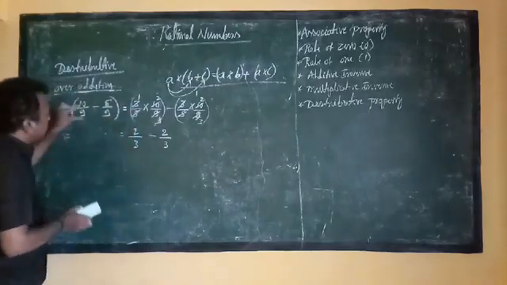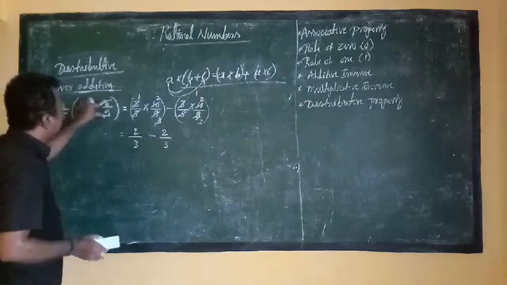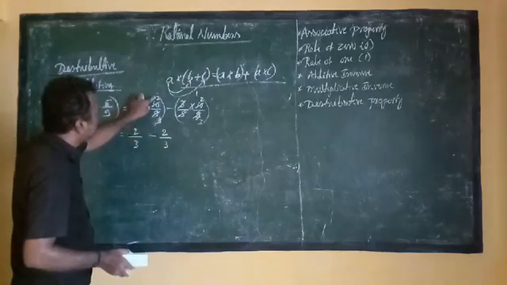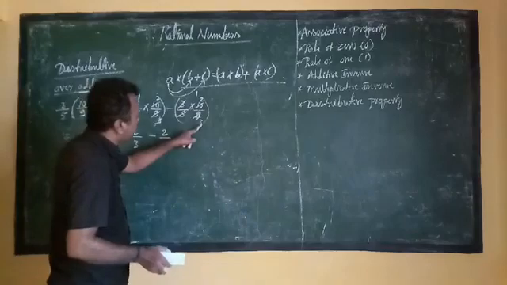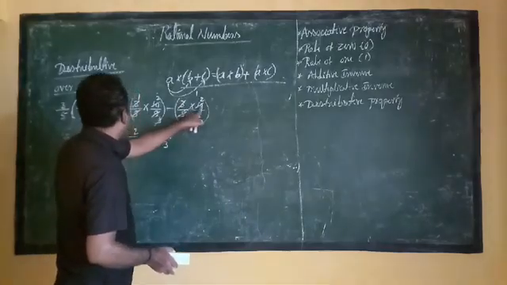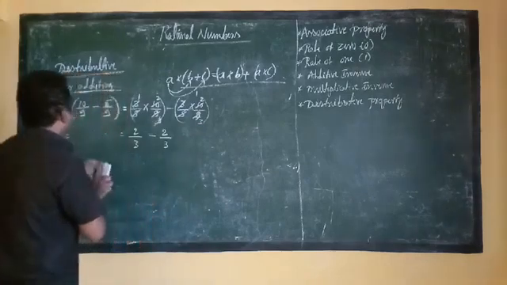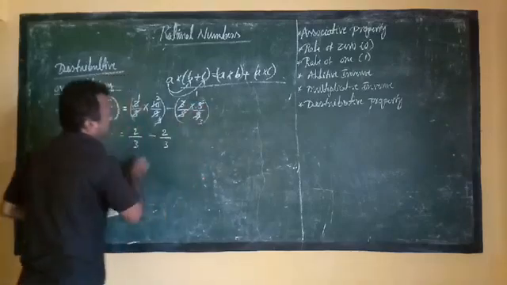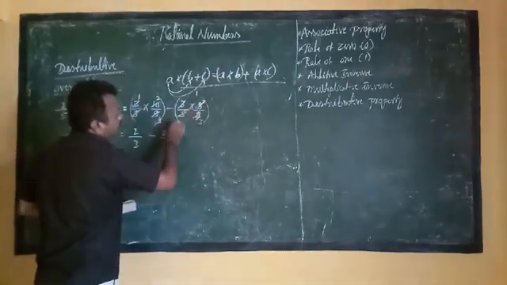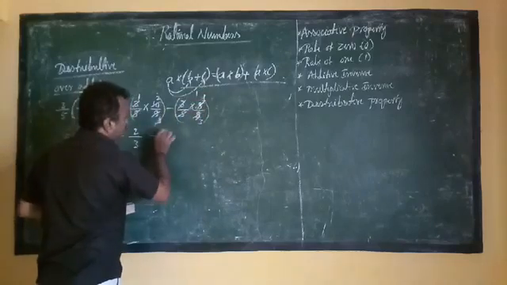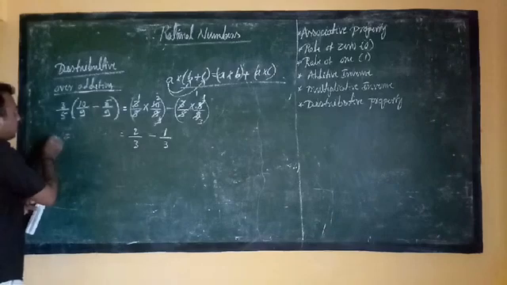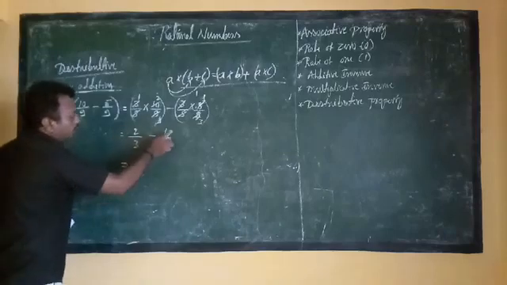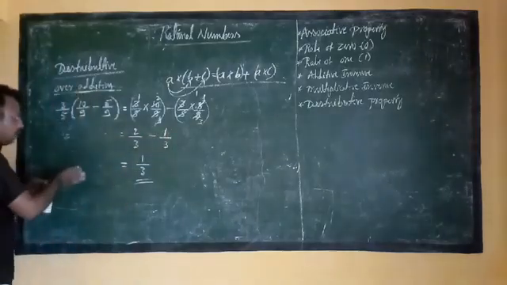So 3 by 5 is multiplied with 10 by 9. Again 3 by 5 is multiplied with 5 by 9. So 3 ones are 3, 3 threes are 9, 5 ones are 5, 5 twos are 10, 2 by 3 as it is. Sorry students, this is 5 by 9, not 10 by 9. So 5 gets cancelled. There remain 3 ones are 3, 3 threes are 9, remaining 1. So this is 1 by 3. Next, the denominators are the same, subtract the numerators, 2 minus 1 is 1 by 3 in the RHS. So LHS is also the same result.